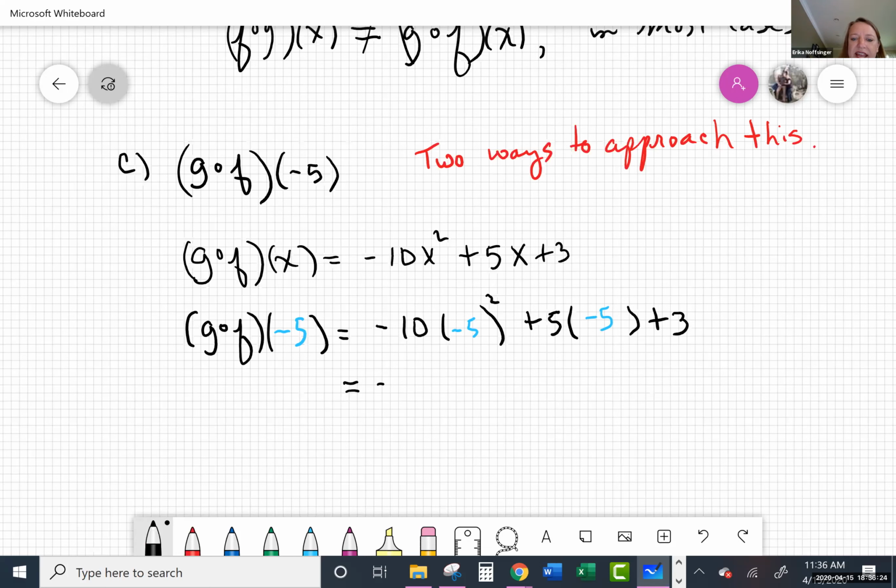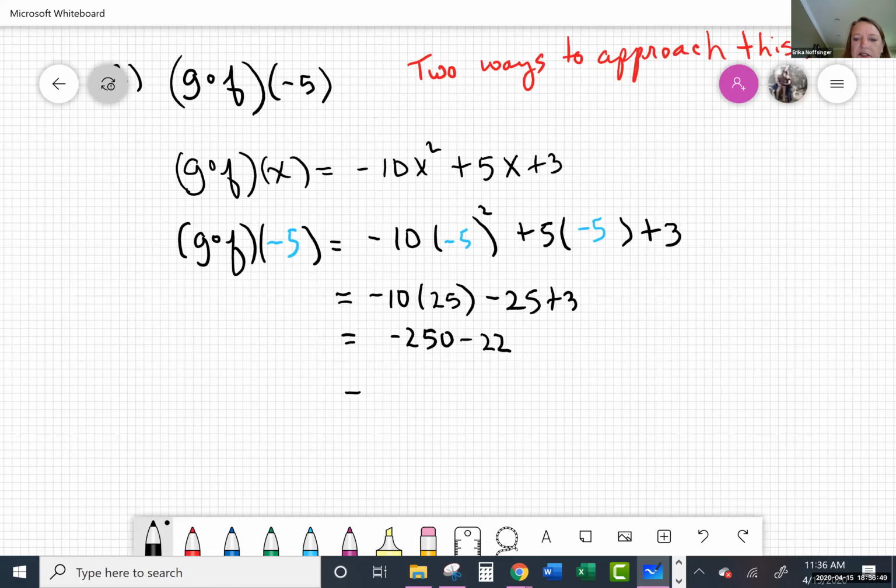So replacing x with -5 and then simplify. I have -10 times -5 squared. -5 times -5 is positive 25. 5 times -5, so that's -25 plus 3. So I get -250, minus, well, -25 plus 3, that's -22. Adding two negatives, that gives me -272.